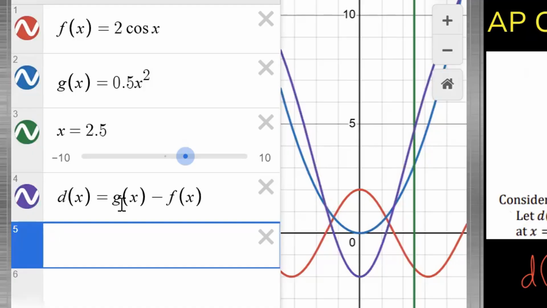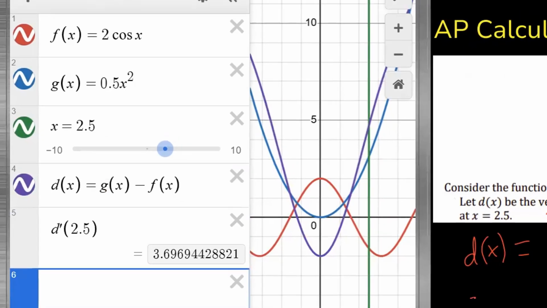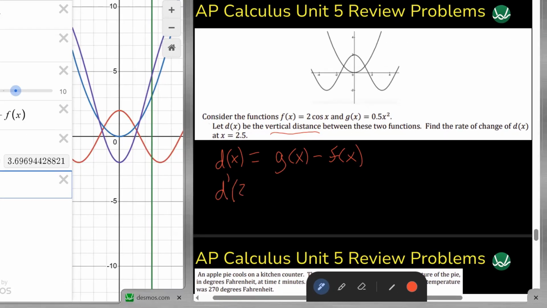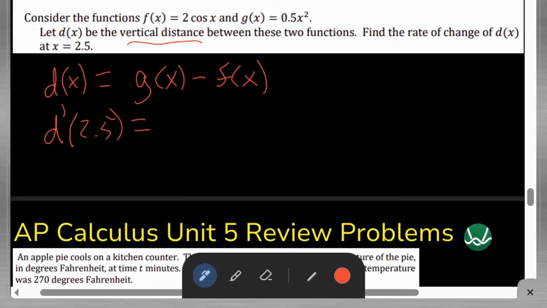And then to get the rate of change of d at 2.5, I could just use prime notation here. Now for the work, you would want to write d prime of 2.5 equals, and then your answer, rounded to 3 decimal places or chopped off.